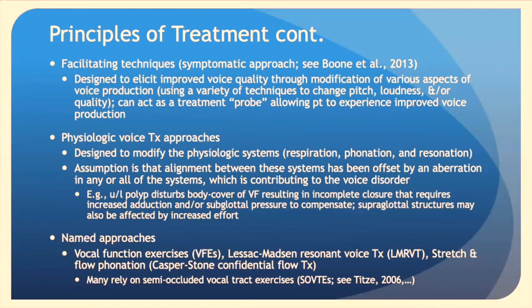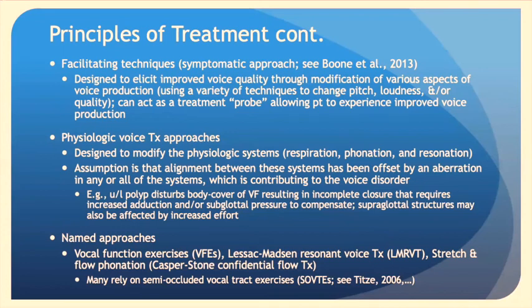There's also physiologic approaches that are designed to modify the systems. So respiratory, phonatory, and resonatory systems. The assumption with this is that there's an alignment between the systems, an efficiency that has been offset by some type of aberration in one or more of the systems that's contributing to the voice disorder. So unilateral polyps, for example, disrupt the body cover motion of the vocal folds, resulting in incomplete closure that requires increased adduction or increased subglottal pressure to compensate. And supraglottal structures might also be affected.